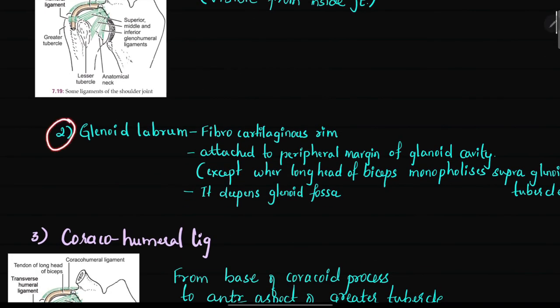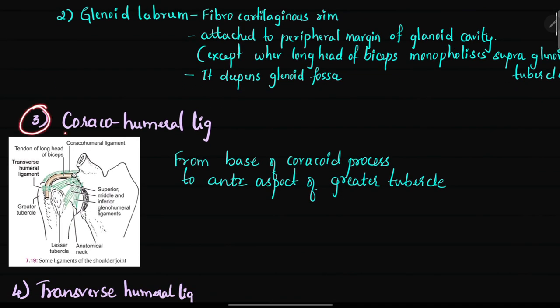The third ligament is called the glenoid labrum. The glenoid labrum is a fibrocartilaginous rim. If the glenoid cavity is like this, around it there is a fibrocartilaginous ring which attaches here, which is called the glenoid labrum. It attaches to the peripheral margin of the glenoid cavity, right? And because of its attachment there, it deepens the glenoid fossa.